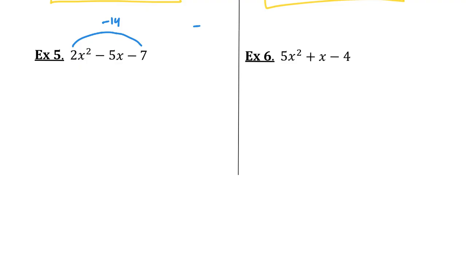Negative 14, let's see, is it 7 times negative 2? 7 minus 2 is 5. I want it to be negative 5. So let me make it negative 7, positive 2. Will that work? Yep, I think it'll work.